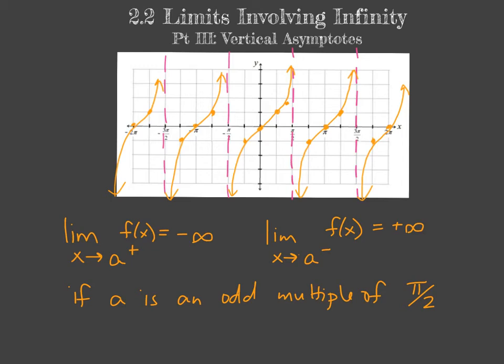And I erased what f of x was, which is important. f of x was the tangent of x. That is what we've been focusing on. So tangent is a very important trigonometric function because it is sine divided by cosine by definition. It has an infinite amount of vertical asymptotes every time we hit an odd multiple of pi over 2.